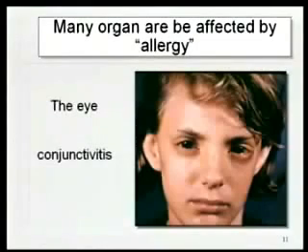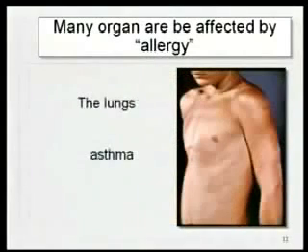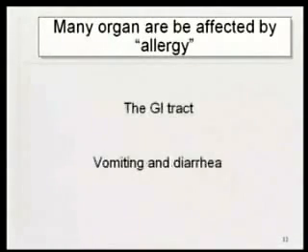Conjunctivitis, runny eyes and redness, inflammation of the conjunctiva. Asthma, very typical truncated chest resulting from chronic asthmatic condition. Okay, I couldn't find any suitable pictures for those. Okay, so you'll just have to live with words there.